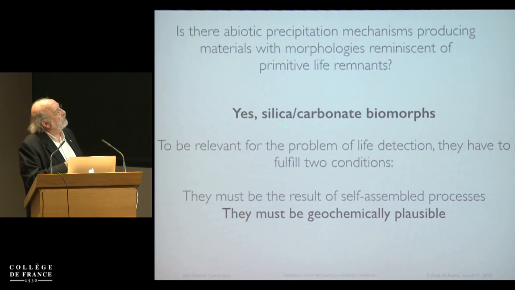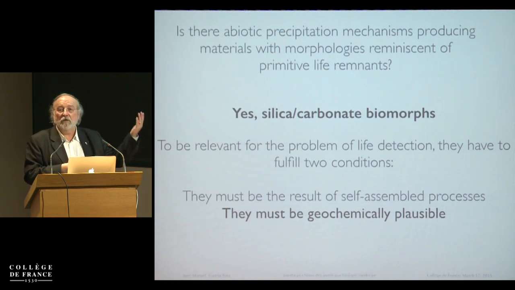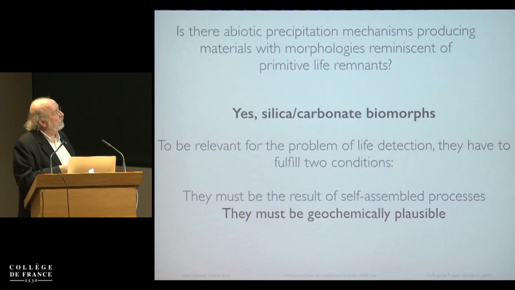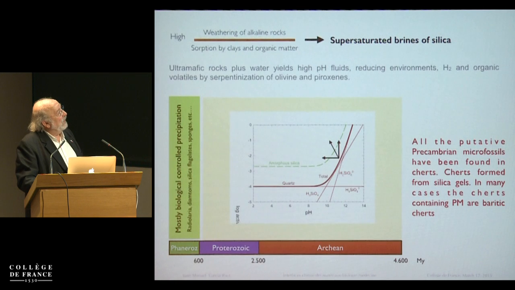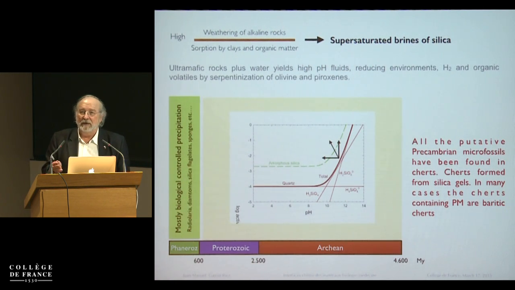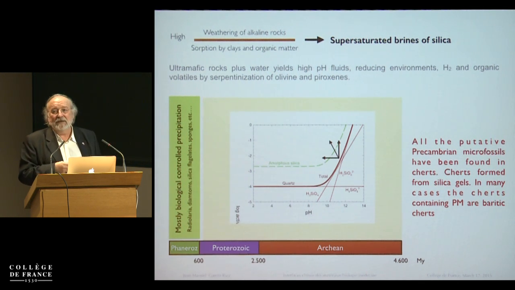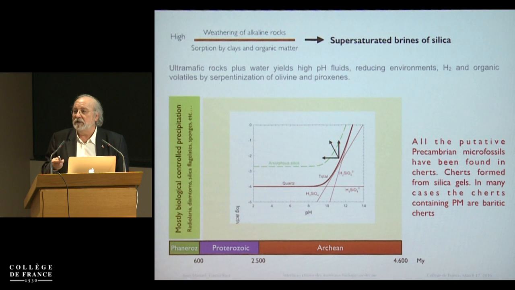for this structure to be relevant for the problem of life detection, there are two conditions we have to fulfill. One is the self-assembly process. We know that this is purely a self-assembly process, and this must be geochemically plausible. If you want to explain chert on the planet in the last 60 million years, mainly the chert is made by silica-secreting organisms, shells of silica-secreting organisms.